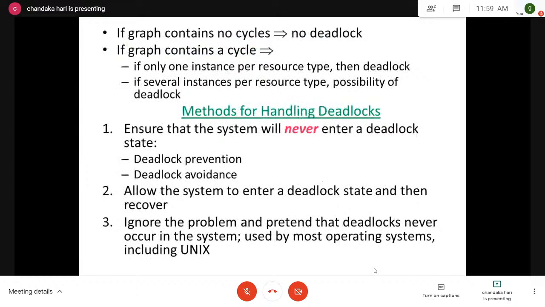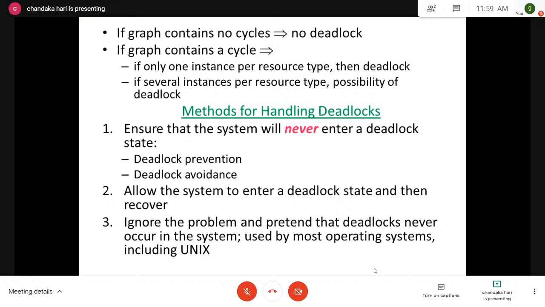Number one is deadlock prevention. Number two, deadlock avoidance. What is deadlock prevention and what is deadlock avoidance? Deadlock prevention means: what are the necessary conditions which cause a deadlock? You please try to see that those conditions will never occur in the computer system. Understand my point?